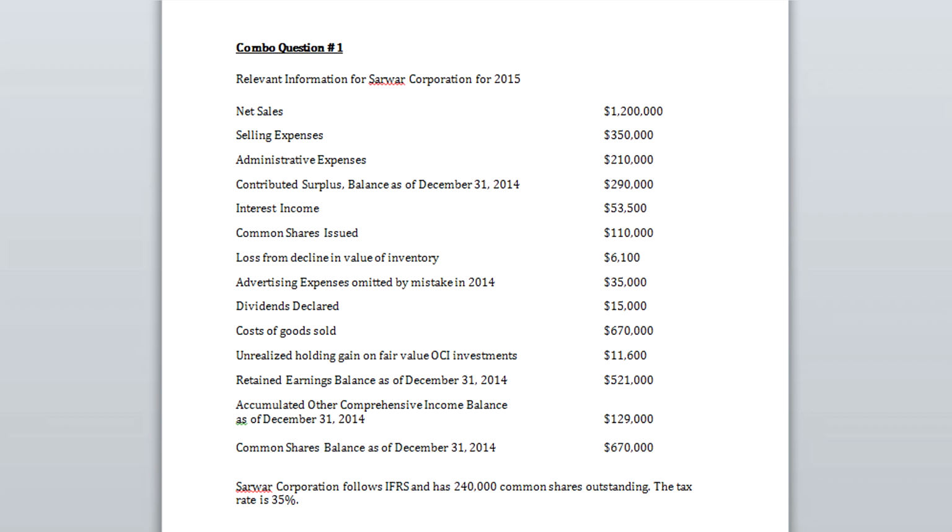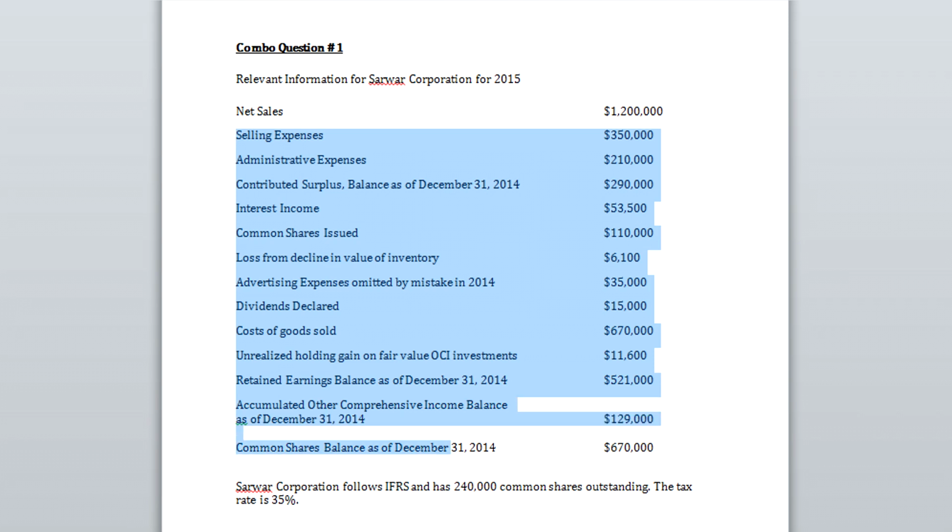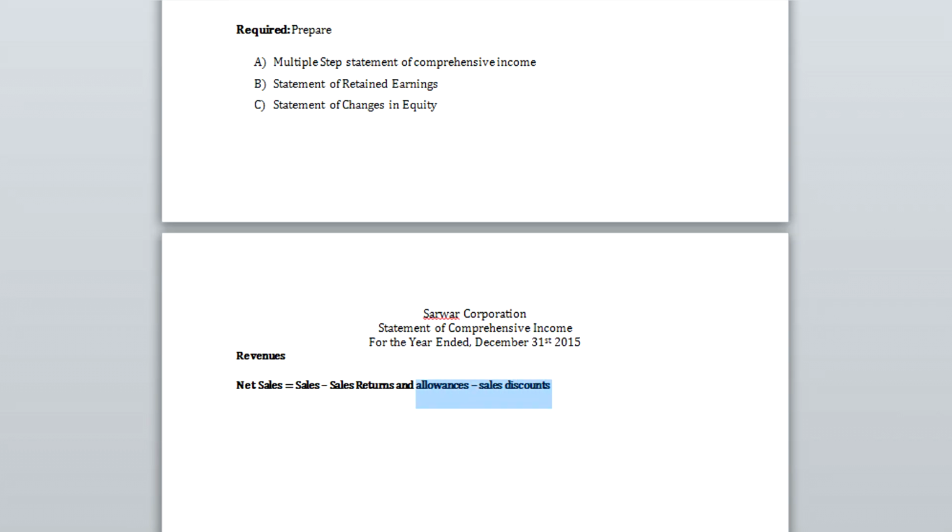If we scroll through all of our givens, it gives us net sales actually, and we are not given any sales returns and allowances or sales discounts. Usually on a multiple step income statement, we list our sales and then subtract our sales returns and allowances, then subtract sales discounts to find net sales. But in this case, it just gives us net sales right away. So we're just going to take that and not calculate it on the statement, since it's given to us right away.